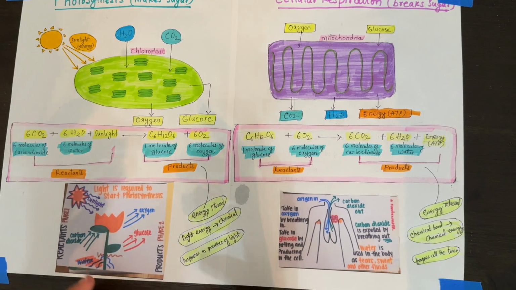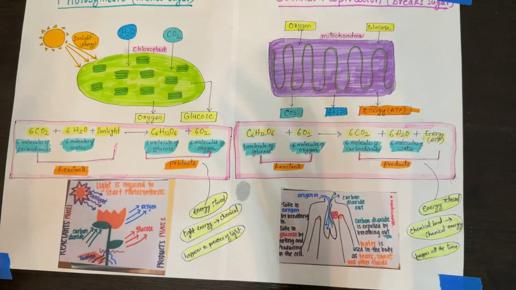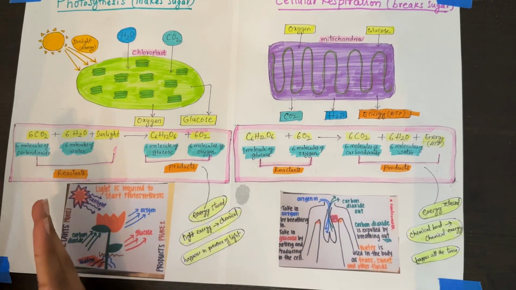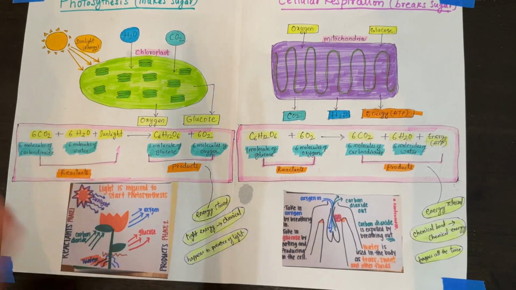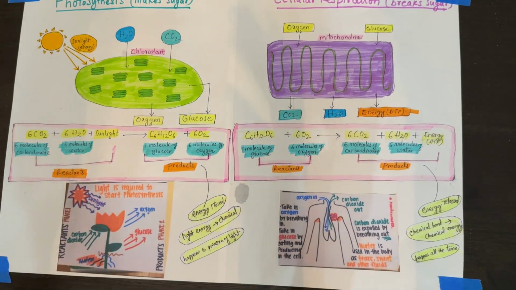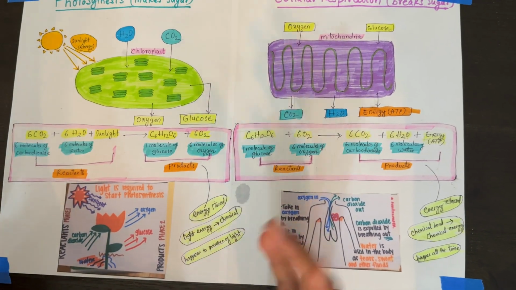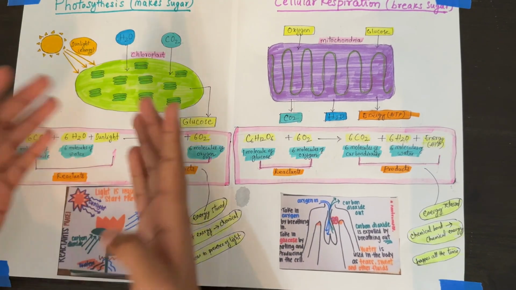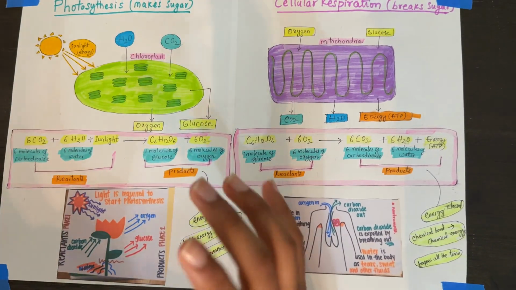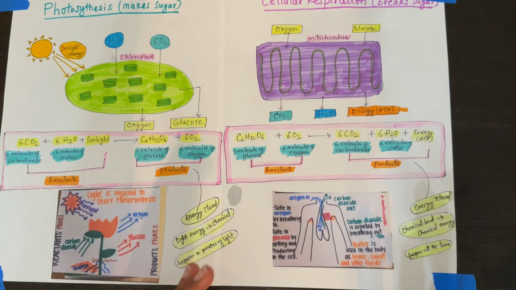Now, photosynthesis creates this glucose, and the light energy is turned into chemical energy, and this only happens in the presence of light. If it's nighttime, photosynthesis does not occur because we need light energy for the chloroplast to work. So we're going to be moving to cellular respiration.